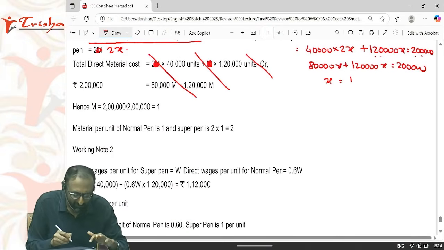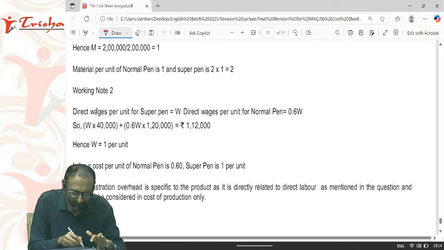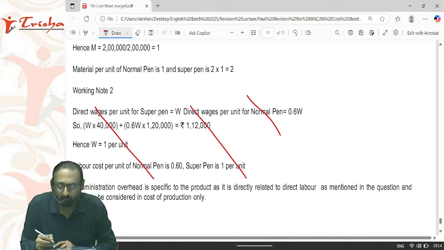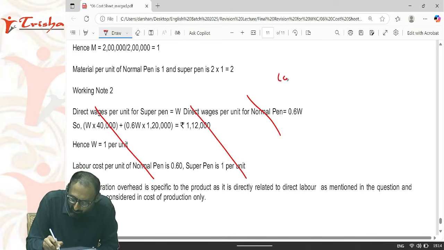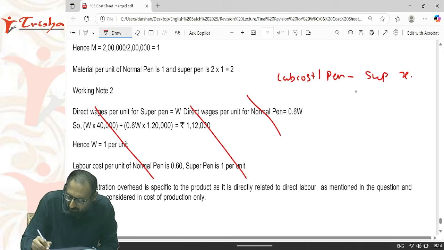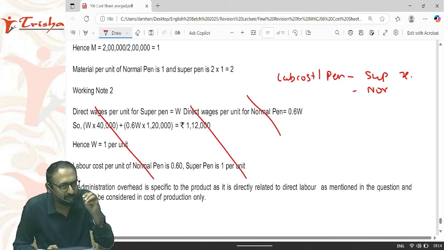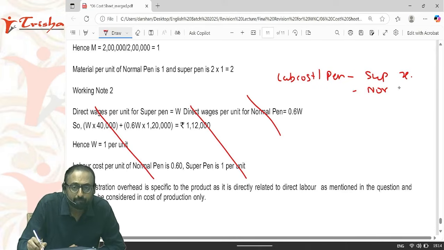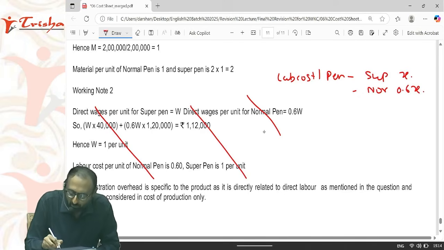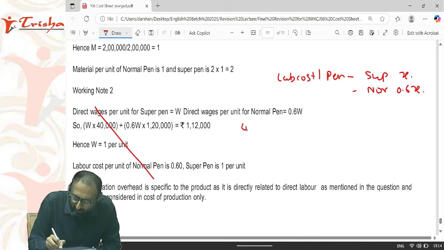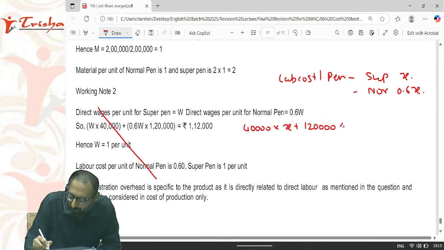Same adjustment will be required in case of labor. What adjustment will be required? I will assume labor cost per pen of super pen as x. Read the second adjustment and tell me the normal pen. If super pen requires x labor, normal pen will require 0.6x. Yes or no? Now tell me how much quantity is produced. 40,000 into x plus 1,20,000 multiplied by 0.6x is equal to, I think, 1 lakh.